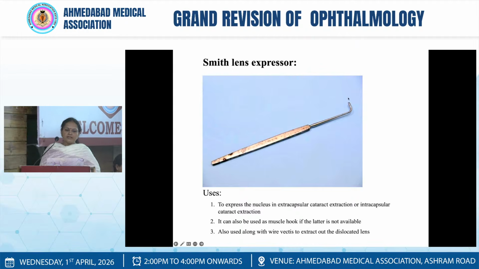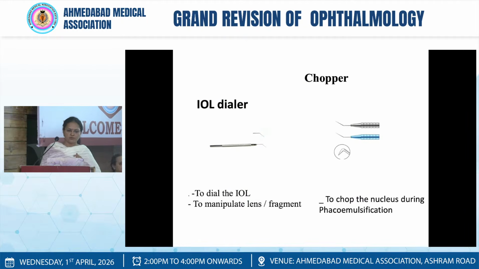Then this is the lens expressor. So you might confuse the iris repositor and lens expressor. The iris repositor usually has two flat ends, while the lens expressor is rounded and with one tip. So if you want to deliver the nucleus, whenever you have an open wound, you can help the nucleus to be out with the use of the lens expressor and iris repositor.